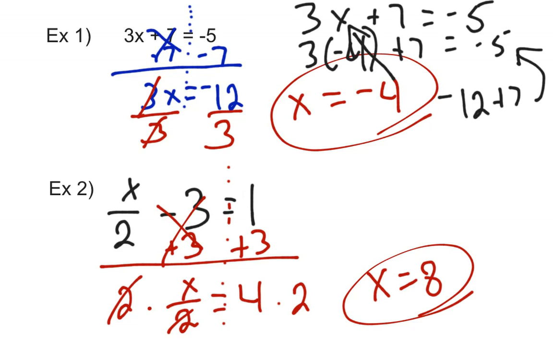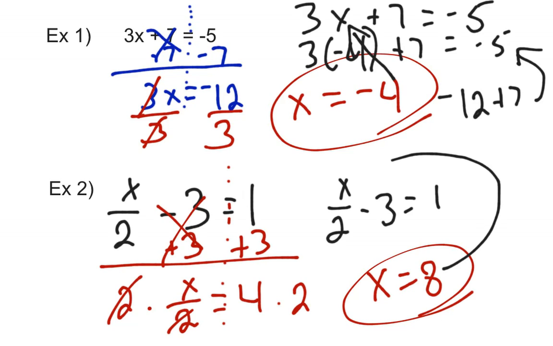Same thing with example 2 here. It says x divided by 2 minus 3 equals 1. Well, I'm claiming that x is supposed to be 8, and I simply plug that in there. 8 divided by 2 is 4. And then 4 minus 3, sure enough, gives you 1. So we know, because it worked out, we have a correct answer.